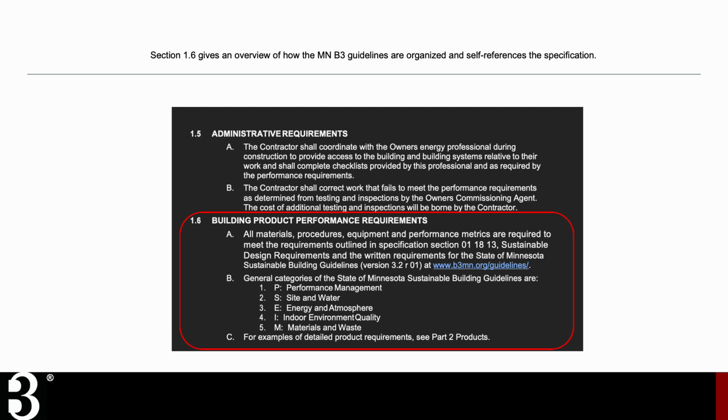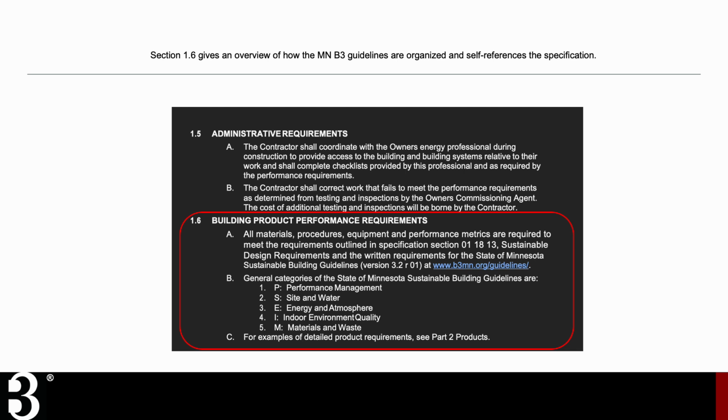Part 1.6 is kind of a general overview, for those that aren't familiar with the B3 standards, and there's a lot of project teams that are working on their first B3 project and are kind of getting up to speed with things. So there's a general overview of where to find the guidelines. There's a hyperlink in here, and then the current version of the guidelines.